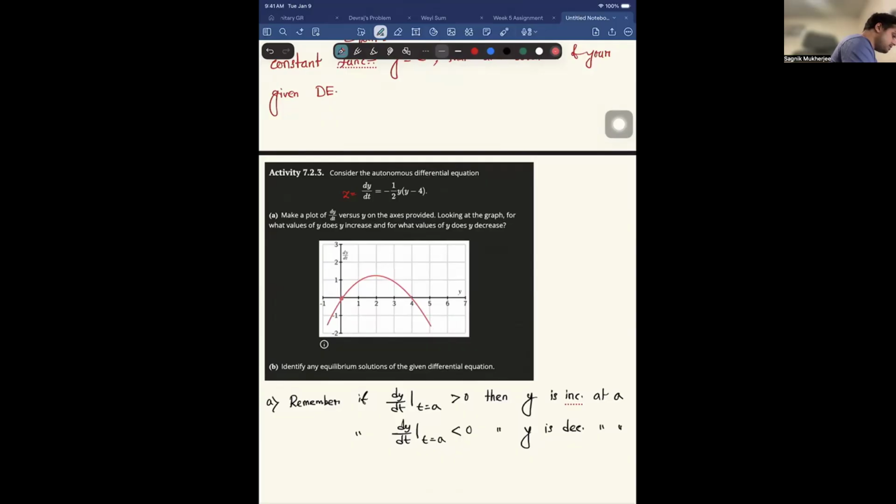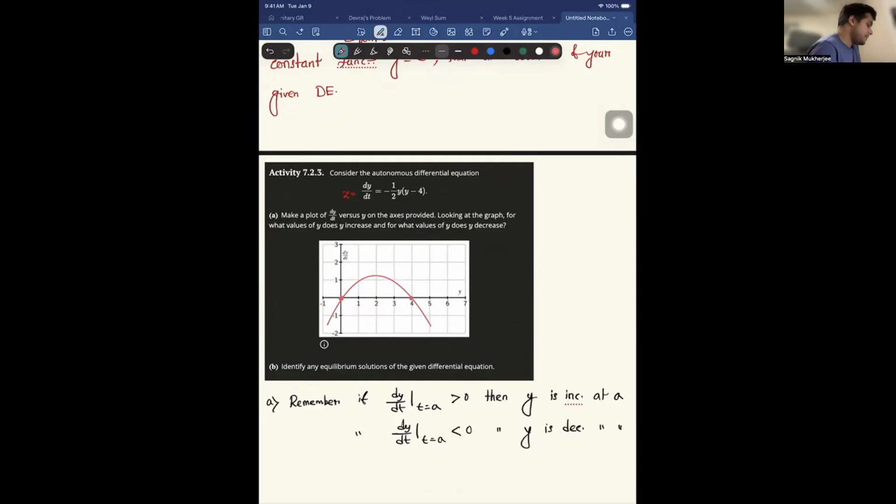So this point is 0 and this point is 4. And this is the graph, right? This is the graph of dy/dt versus y. It's an inverted parabola that will cut at y equals 0 and y equals 4. And actually, you don't need much more to see when dy/dt is increasing or not.